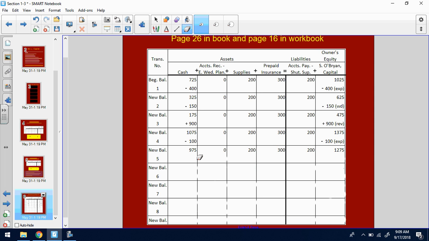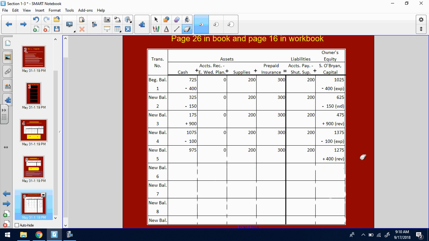Number 5, sold services on account to Eden Wedding Planners. Let's deal with that first word, sold. Sold or sales, we're selling. It's going to be a revenue. Sold or sales, revenue, and it goes under capital, plus 400, because that's a good thing, we're selling.